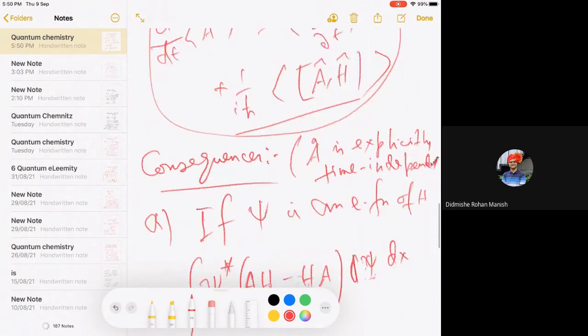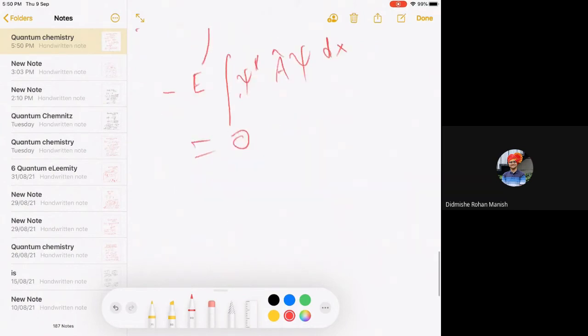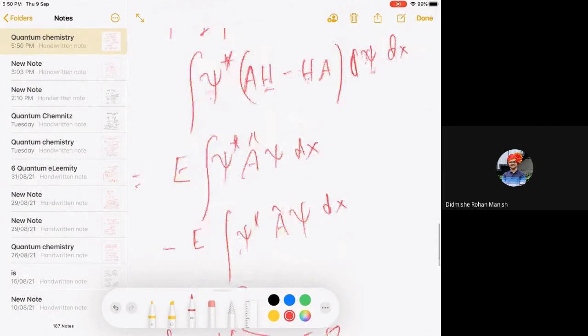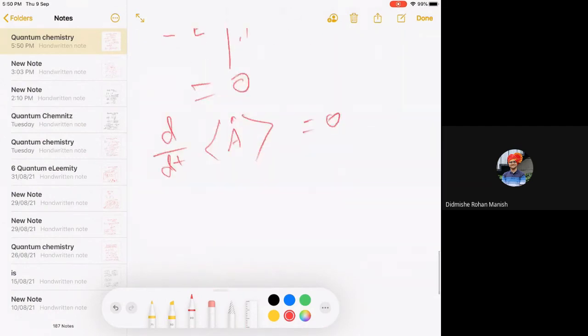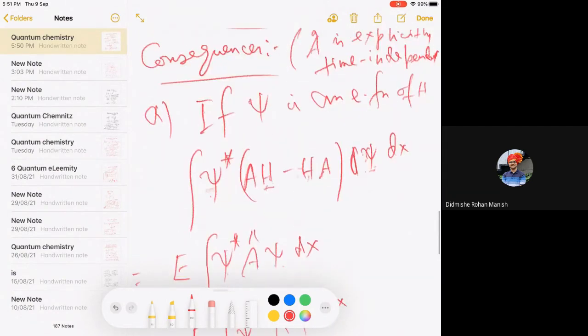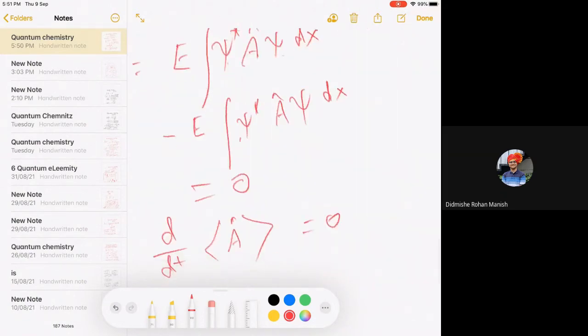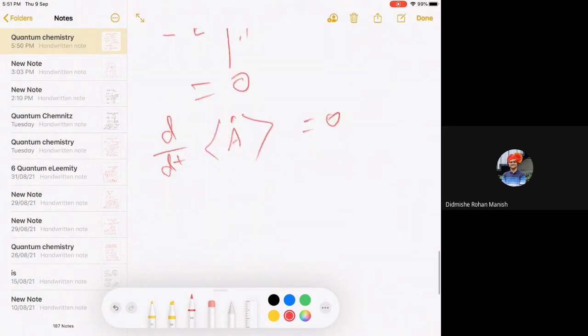The integral of the commutator of A with H is 0, and hence d/dt of the average value of A is 0 for an explicitly time independent operator, and that is something we already learned. So nothing new. I already told you that if it is an eigenfunction of the Hamiltonian, you have what is called the phase factor, and the phase factor cancels out when I take the average value, right? So obviously it is 0, so it's okay.